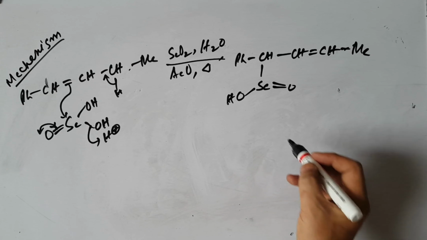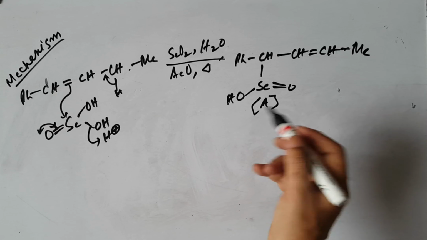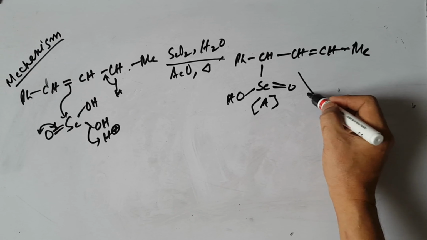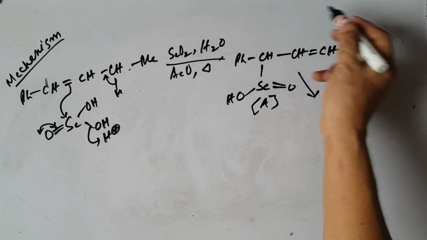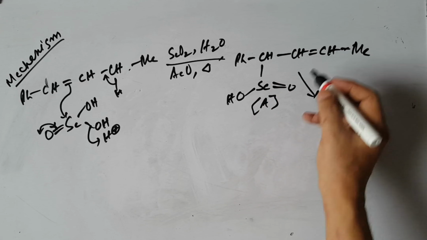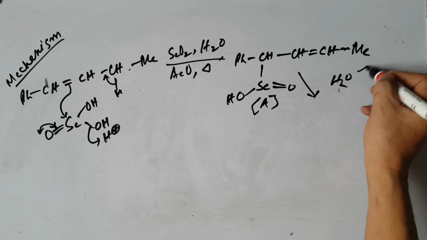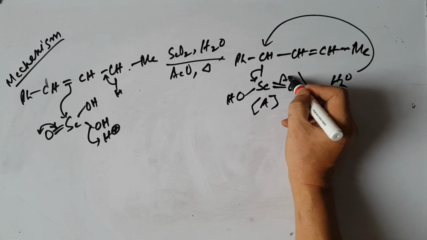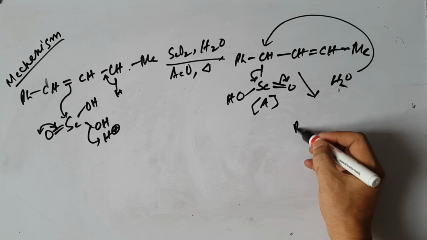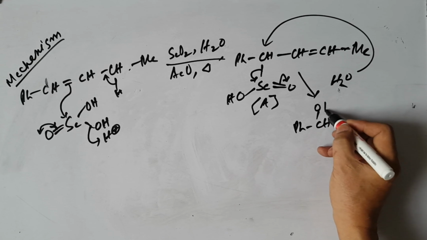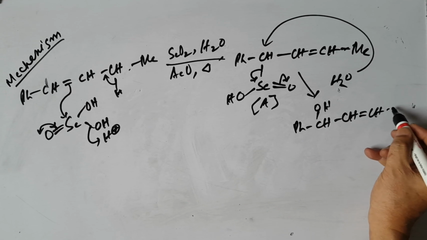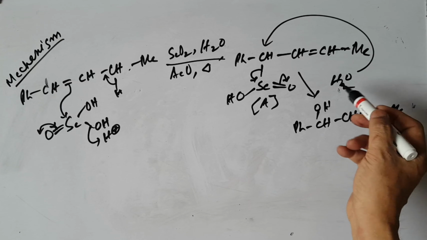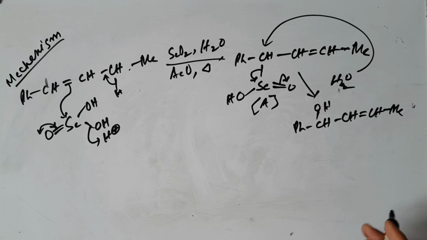In the intermediate, let's call it A, this intermediate A can react in two ways. Water attacks here, or you can have another water attack here, and then we lose this selenium, like this. So the product will be phenyl, CH, OH here, CH, double bond CHMe. If you use acetic acid, then the acetyl group attacks here, then hydrolysis gives the same product. So we got another product.